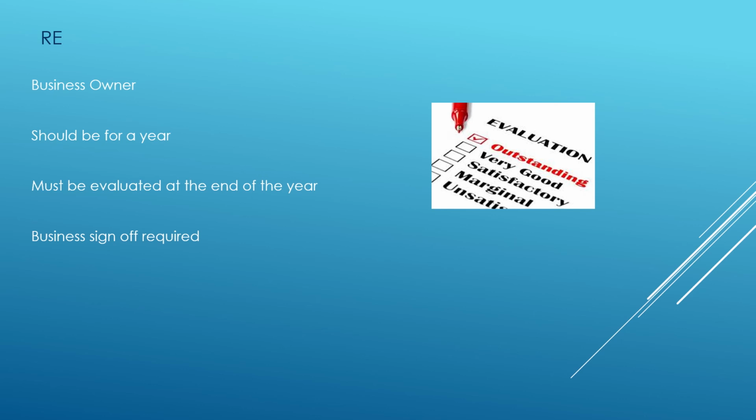In all these cases, the business needs to make a decision, and they need to sign off on the risk exception, and they need to own the risk exception. All the risk exceptions must be evaluated at the end of the year to see if the risk has changed, if it has increased, reduced, or we may need to put a control at that point in time.